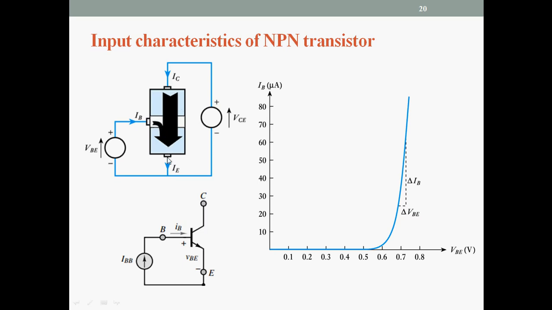the base emitter junction, and this current increases rapidly with the increase in the base emitter voltage. So there is maximum current after the cut-in voltage. You can see here this current is shown in microamperes, whereas the voltage we are providing is shown here.